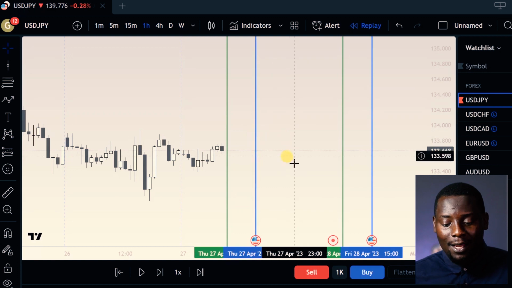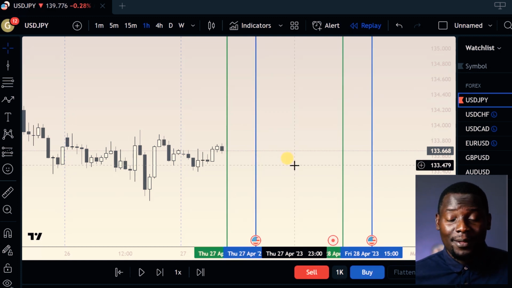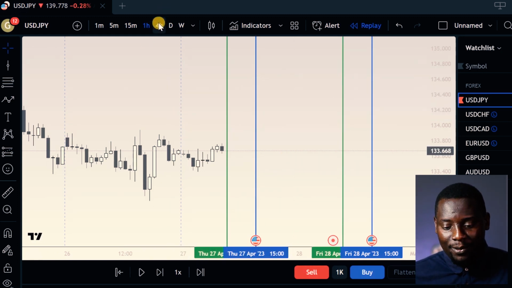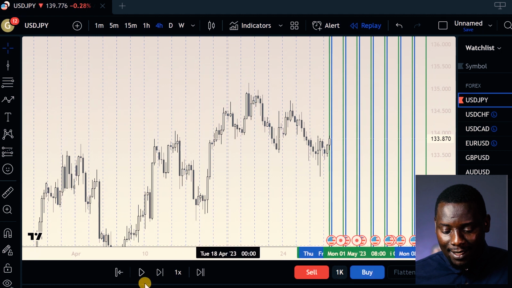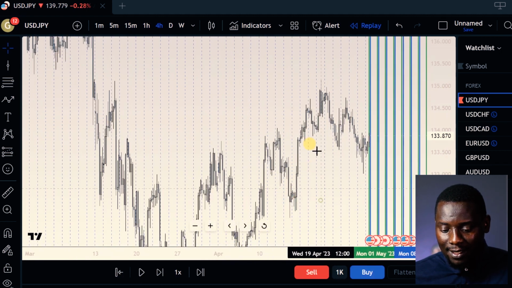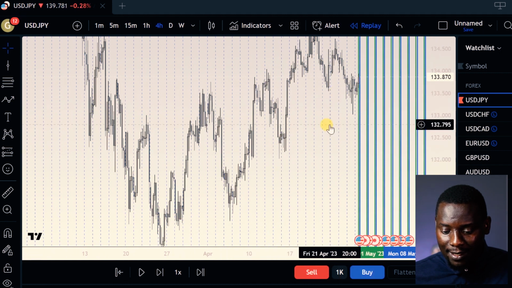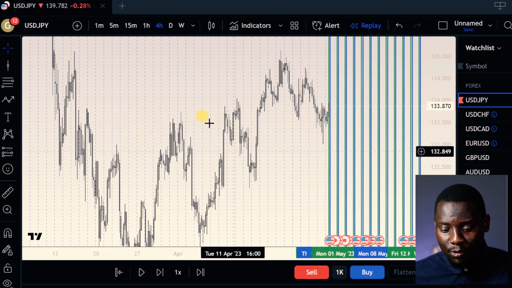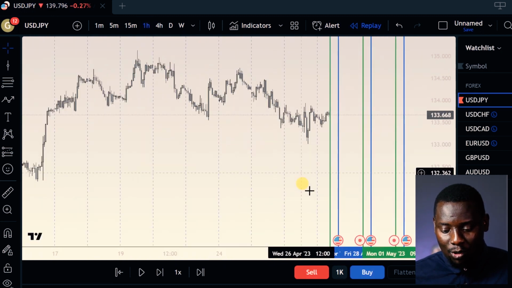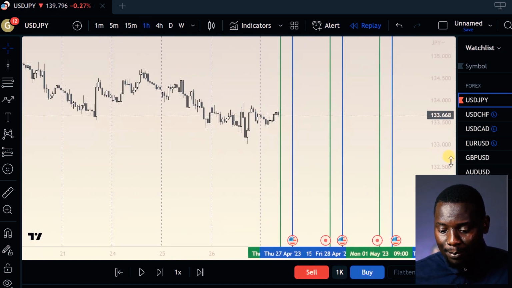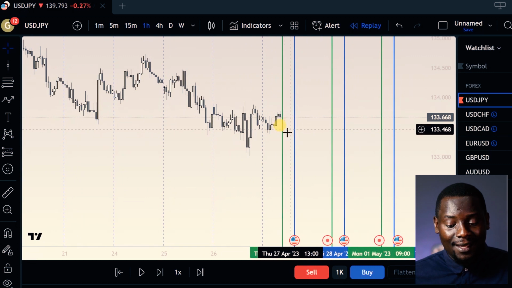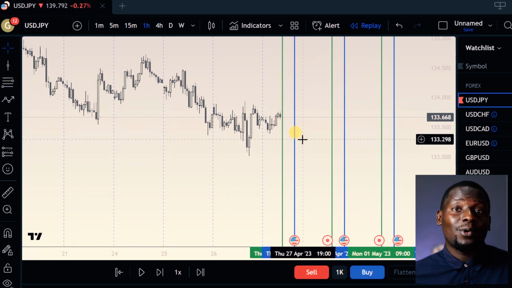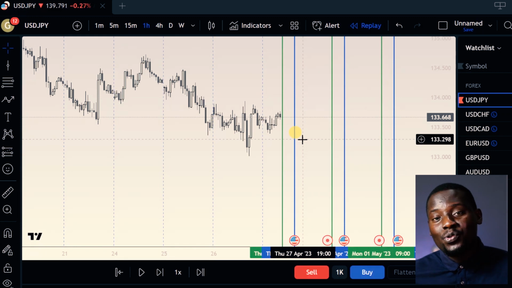So basically, the first thing we're going to do on the market is try and ascertain the bias of the market. So if we go to a higher time frame like the 4 hour time frame, we can clearly see that this market is in an uptrend. So what I then go ahead and do, going back to the 1 hour time frame, is mark out these lines a day before the next day, so that I don't have to always do this on a daily.